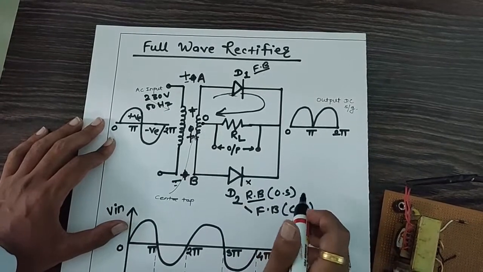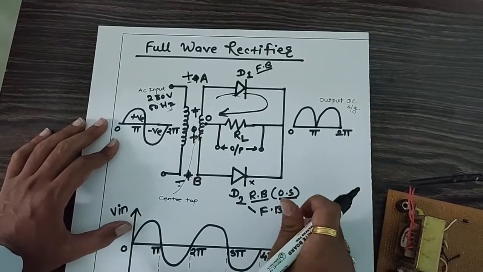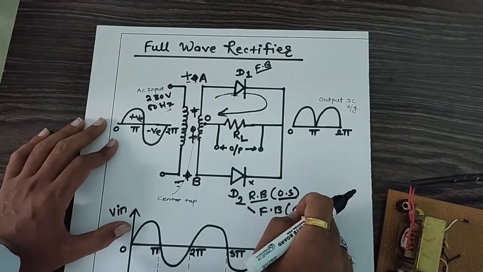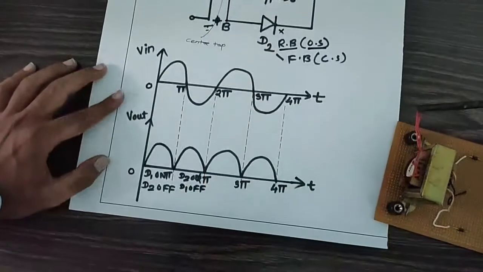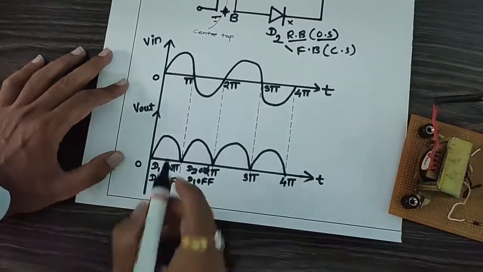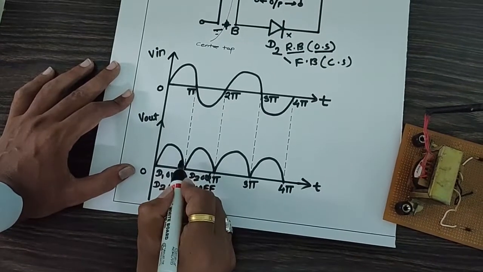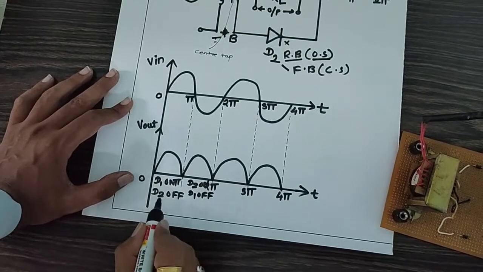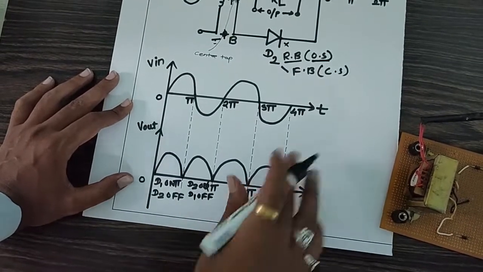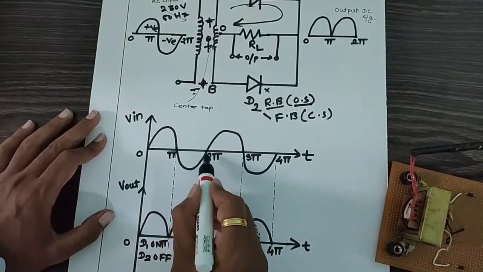When the diode is in reverse bias condition, it will work as an open switch, and when the diode works as an open switch, no current will flow through diode D2. Now if you check the input output waveform for the first positive half cycle, you will get the output voltage across the load resistor, and it is due to diode D1 which is in on state and diode D2 which is in off state.